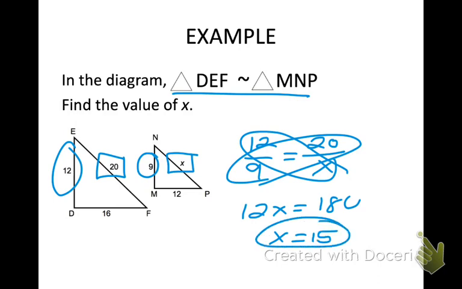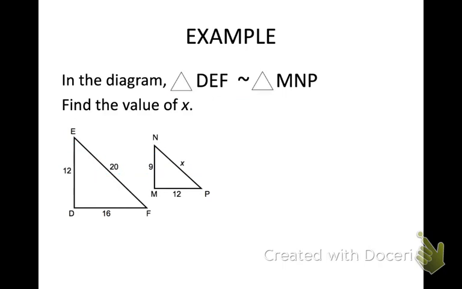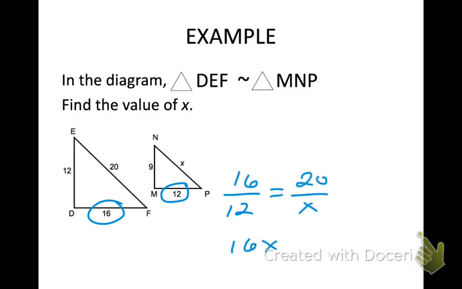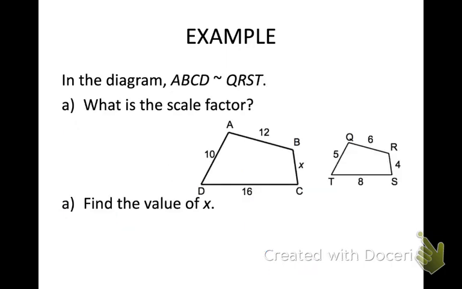Okay. Could I have gotten there if we did 16 over 12? So 16 over 12 equals 20 over x. Yeah, because it would have been 16x equals 20 times 12, which is 240, divided by 16. It gets you 15 again. Okay, so you're just setting up proportions and solving from there.